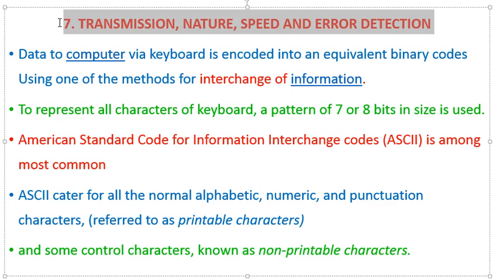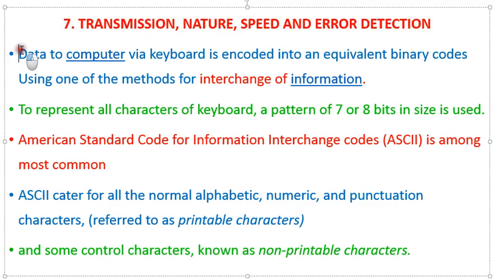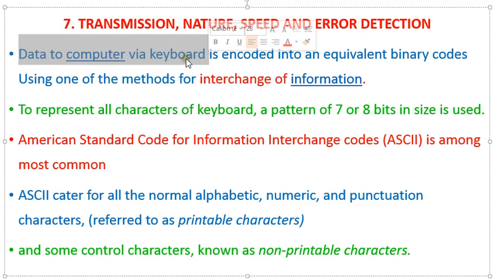We're going to see how the transmission takes place, the nature, the speed, and the error detection pertaining to transmission of data from one computer to another or from one point to another within a computer. And the first thing we need to understand is that we use input devices to deliver data into the computer, and such input devices include keyboards. If you have a keyboard connected to the computer, all you need to do is to be pressing buttons so that the data is transferred into the computer.